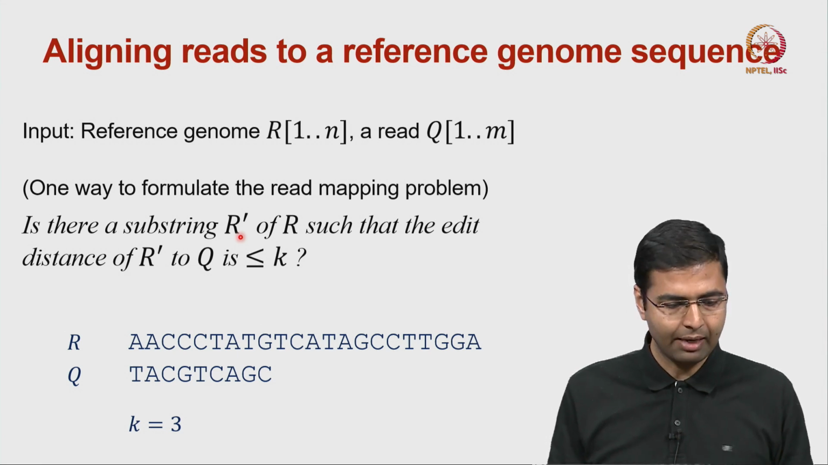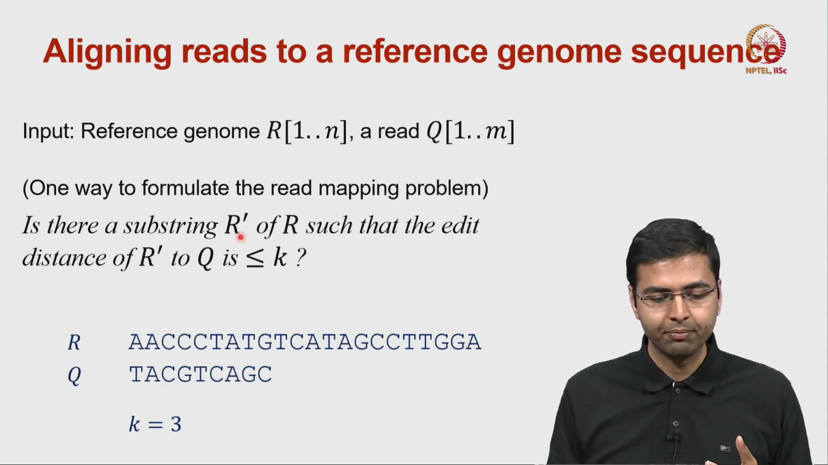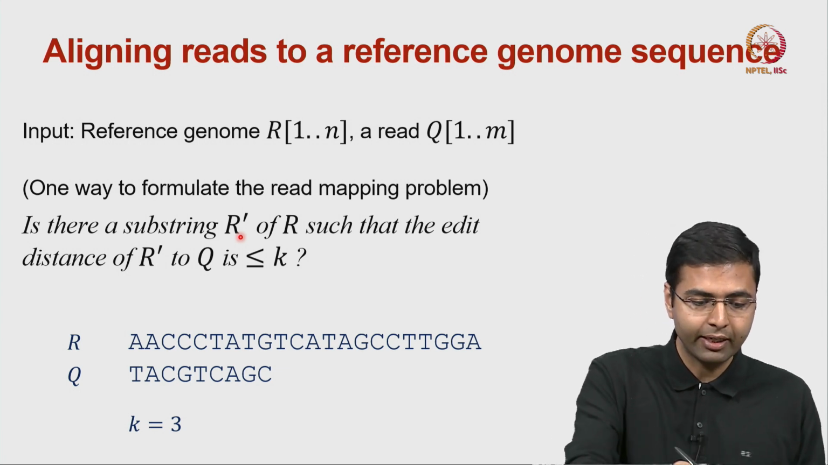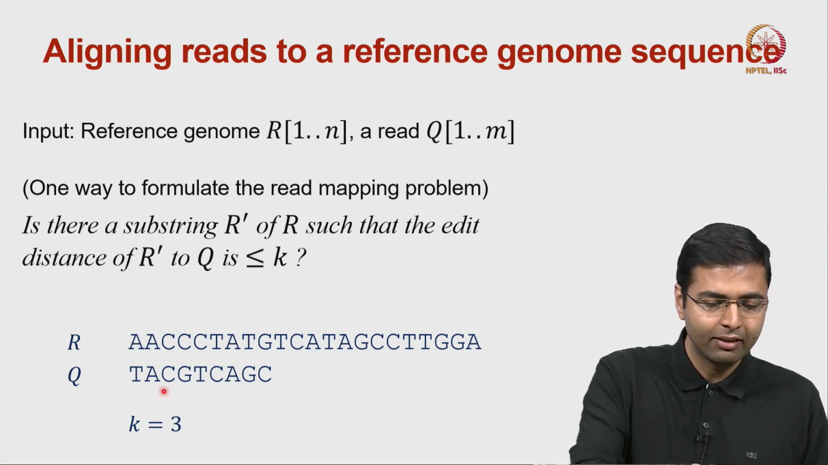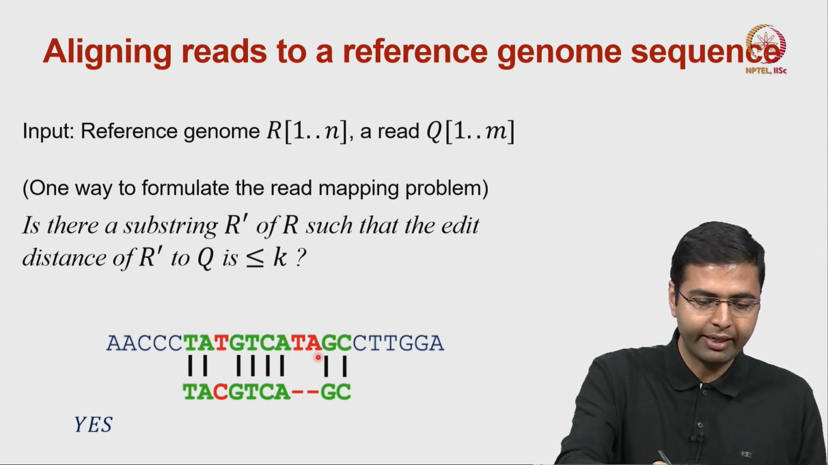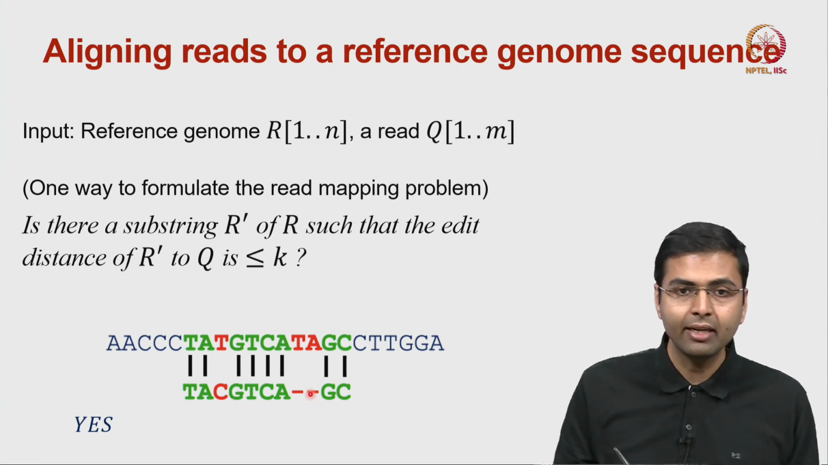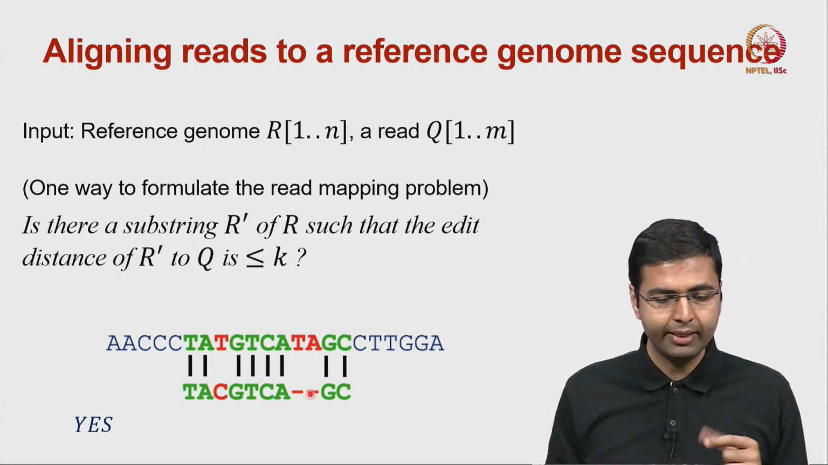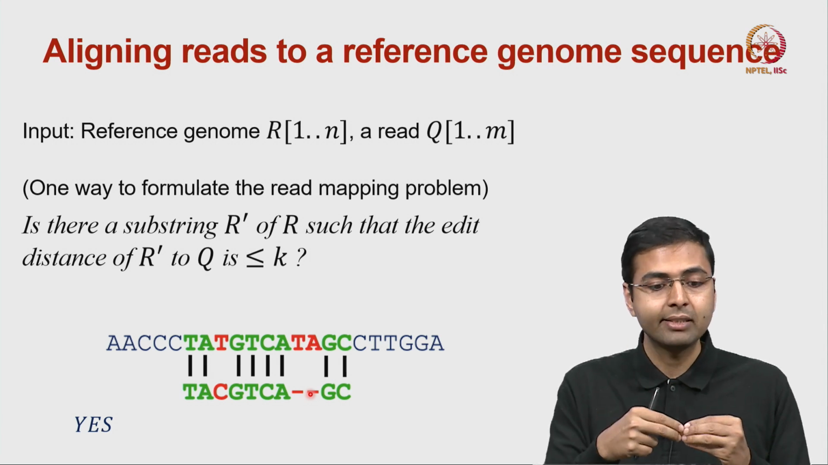So, for example, here is an example shown at the bottom where you have a reference genome R and a short query read Q, and let us say the threshold k is 3. Then the question is: is there a substring inside this reference genome such that the substring has an edit distance of less than or equal to 3 with the query read? Now, in this example it turns out that yes, there is a substring of the reference genome which has 3 edits with the query read. In this case you can see that the 3 edits are 1 substitution and 2 deletions in the query read. So, yes, in this example the answer is yes. This is how we can formulate this problem when you are doing approximate pattern matching of a short string against a long string.